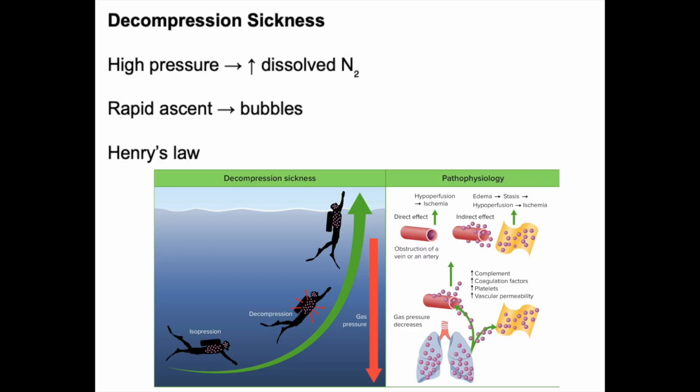All right, so decompression sickness. This is Henry's law in action. So at high pressure, like underwater, nitrogen dissolves in blood and tissues. That amount dissolved is proportional to pressure. So if ascent is slow, nitrogen gradually diffuses out and is exhaled. If ascent is very rapid, pressure will drop quickly, dissolved nitrogen will form bubbles, those bubbles obstruct vessels, they will cause ischemia, and trigger inflammatory cascades. So symptoms range from joint pain to neurologic deficits.